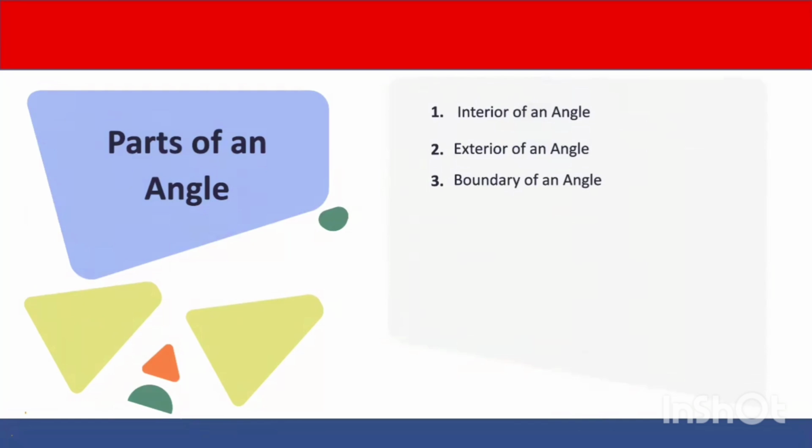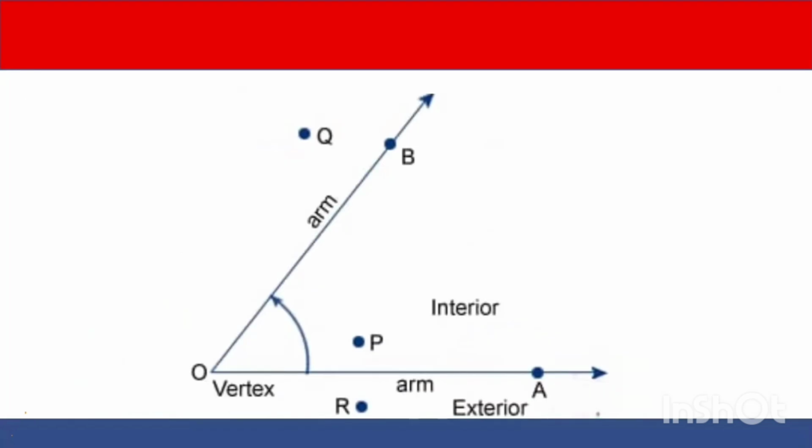Now, parts of the angle. Interior of an angle, exterior of an angle, boundary of an angle. Here in the diagram, it is clearly shown that point Q and point R are at the outside of the angle and point P is inside the angle. So point P is in the interior side of the angle and points Q and R are at the exterior side of the angle. BOA shows the boundary of an angle.